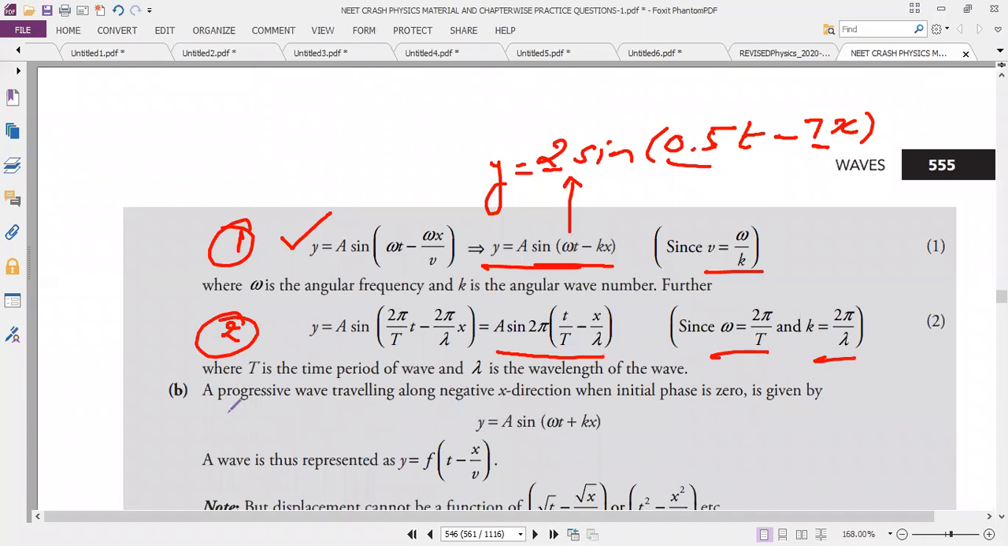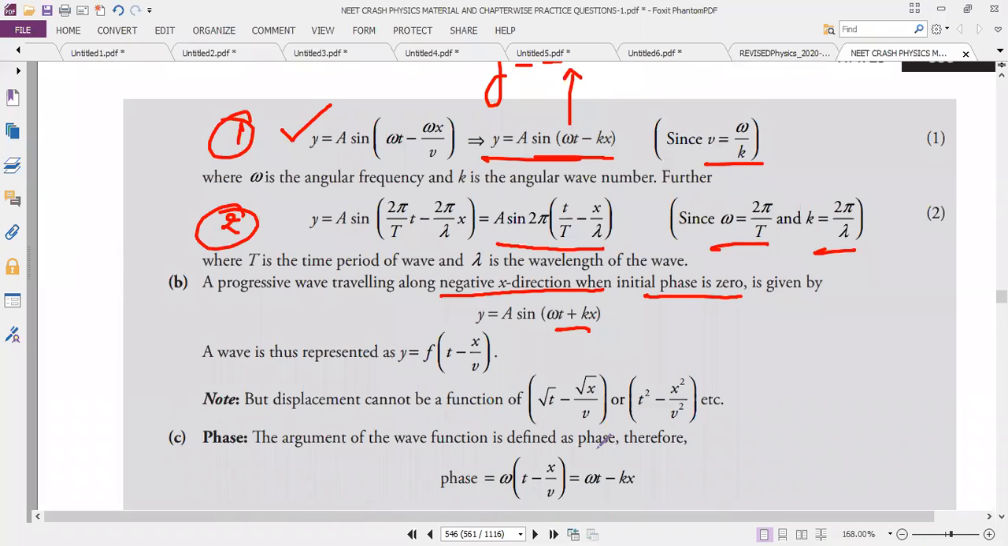Now, the progressive wave traveling along the negative x direction. For negative, the sign in between will become plus, and the initial phase value is 0. All the derivation part we already completed. Kindly refer to the previous class notes, then only you will know about all the equations and how they come.